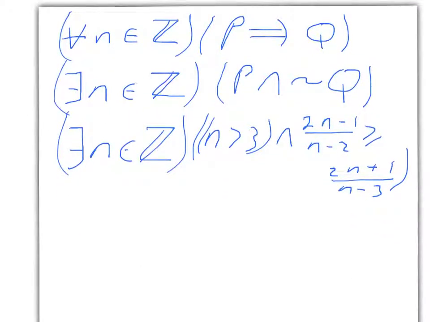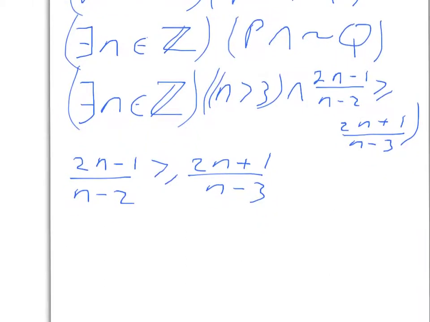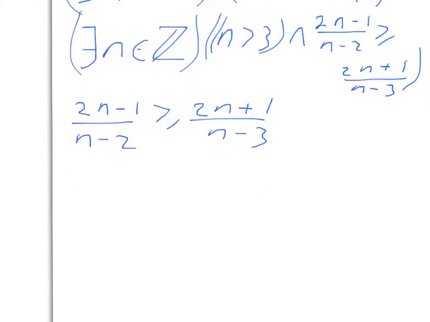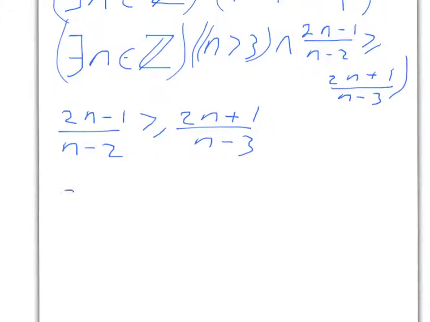So let's do a calculation. Let's work on this inequality here. So let's write it down again. We've got (2n minus 1) over (n minus 2) bigger than or equal to (2n plus 1) over (n minus 3). So we can work with inequalities the way we work with equations. I'd like to clear out the fractions, and so what I'm going to do is multiply both sides by n minus 2 times n minus 3, and that will have the effect of making the n minus 2 disappear on the left, and the n minus 3 on the right will appear here, and the inequality will be preserved.